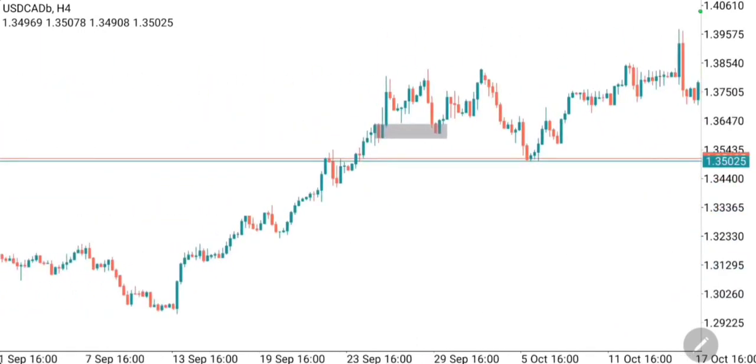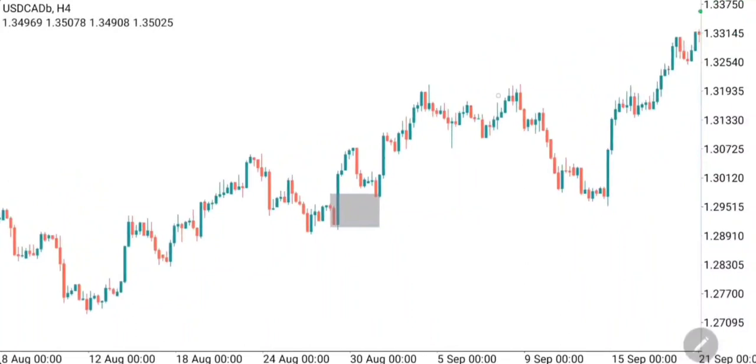Okay, here also, this is just a rally base rally zone, but it still worked out. It still worked out though. This one is a drop base rally zone, and the market actually bought from the zone.